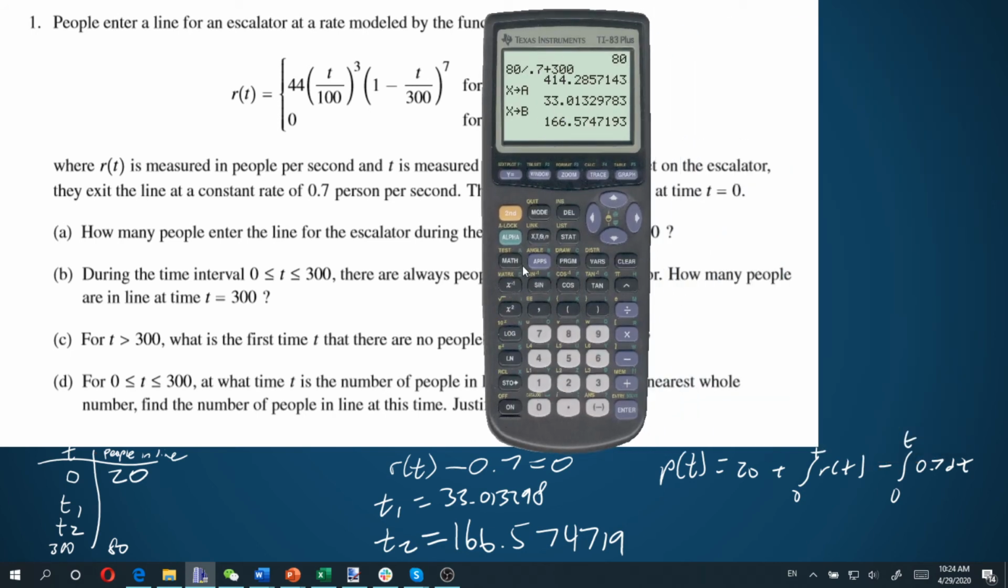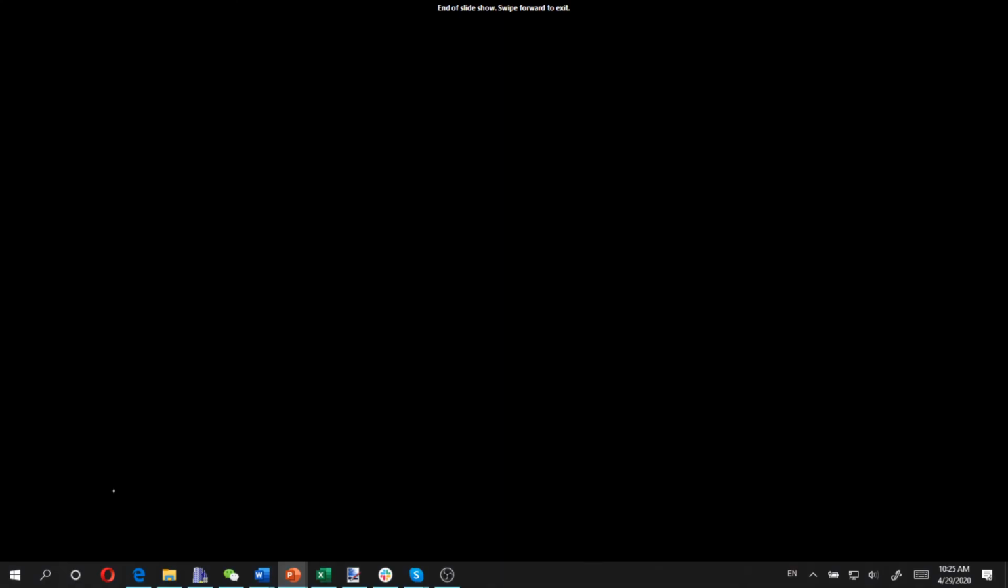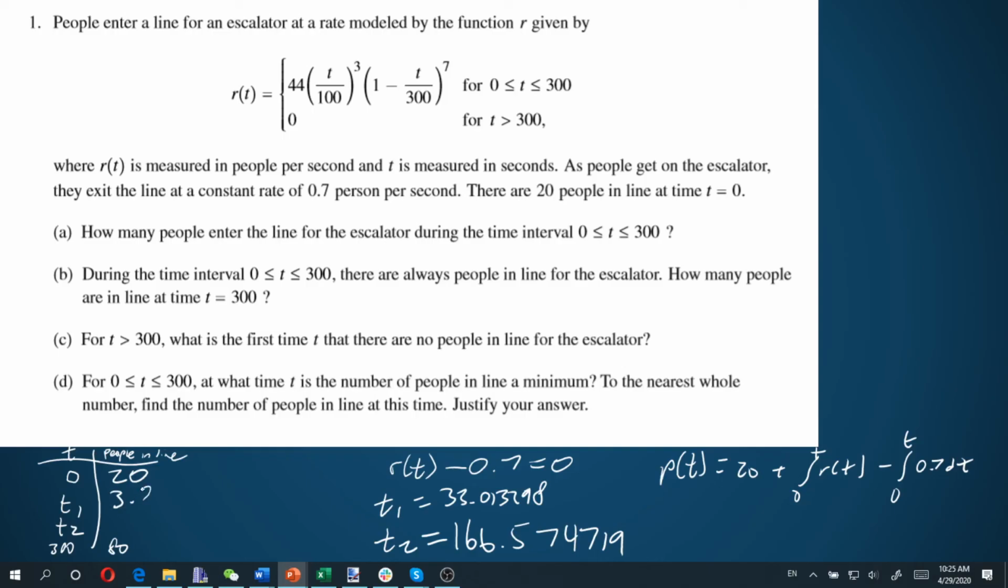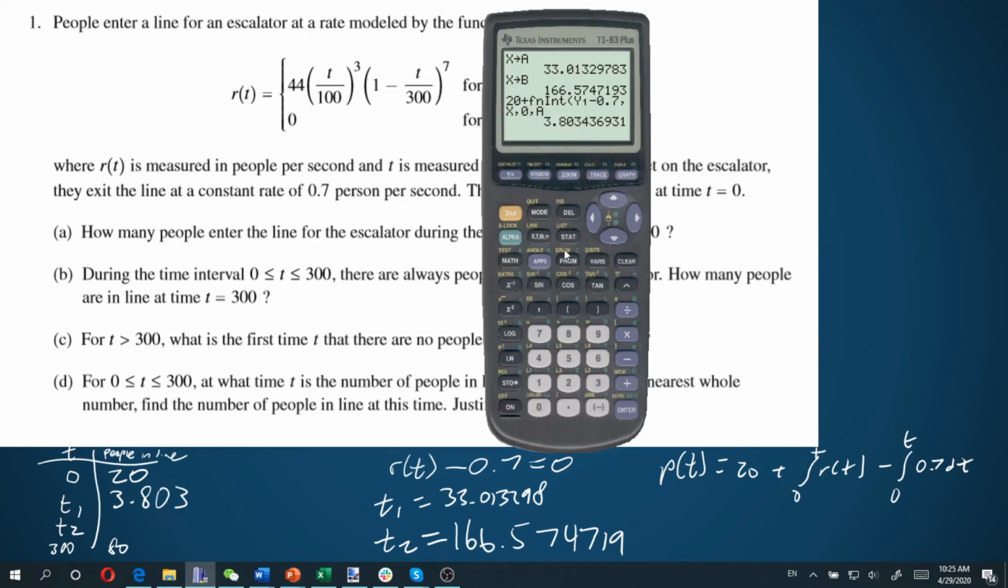Okay, this is 20 plus the integral of y1 minus 0.7 in terms of x from 0 to a. So there were an expected 3.8 people in line. And then if we do the same thing but change a to b, that's our second intersect we calculated, we've got about 158 people in line.